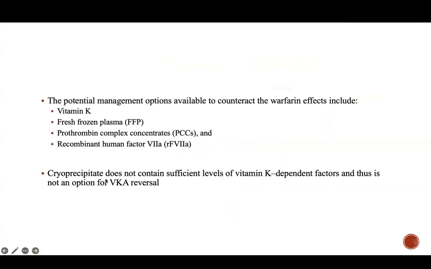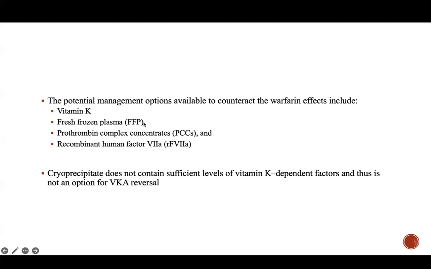Whenever there is an overdose or coagulopathy, there are four options available to counteract the warfarin effects. The first is vitamin K. Since warfarin is a vitamin K antagonist, if you give vitamin K, it will oppose the warfarin, help in generation of factors 2, 7, 9, and 10, and automatically reverse the warfarin effect.